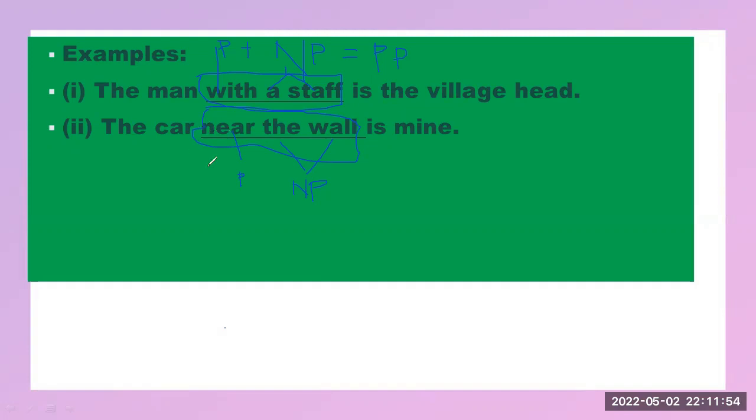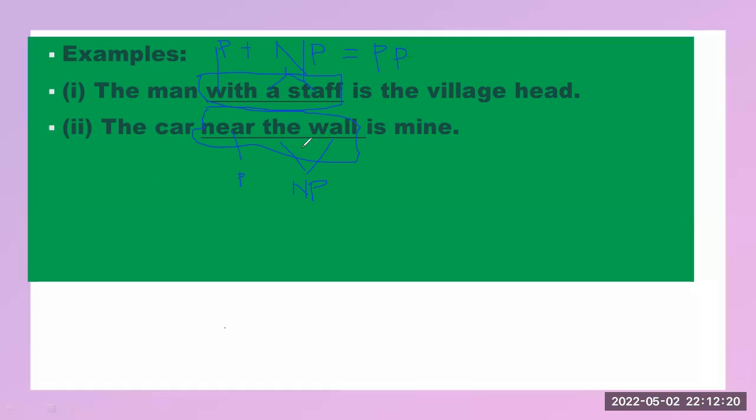Now, let's again use the elimination method. Let's eliminate this phrase here. And we say, the car is mine. And the listener asks you which car. You identify the car you are talking about by using the phrase near the wall. That car is parked near the wall. So that particular car near the wall is mine. That's the one I'm talking about.